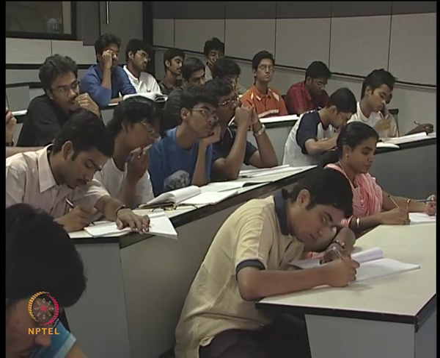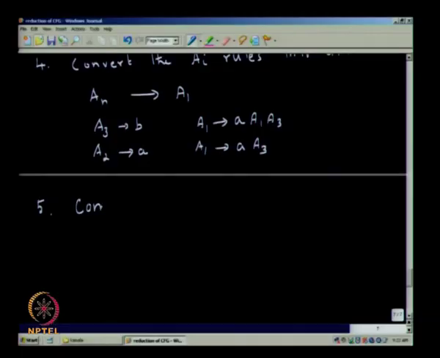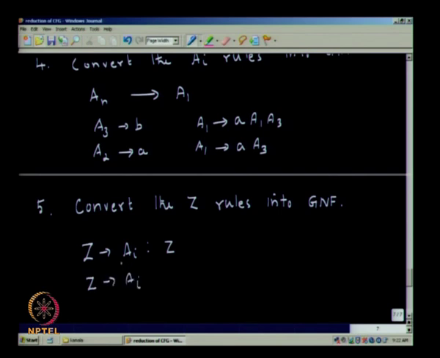The fifth step, which is not necessary in this example, is to convert the Z rules into GNF. By the way the Z rules are, they will be of the form Z goes to some Ai something Z in the end, or Z goes to some Ai. They will be of this form. The first symbol will not be a Z anyway.